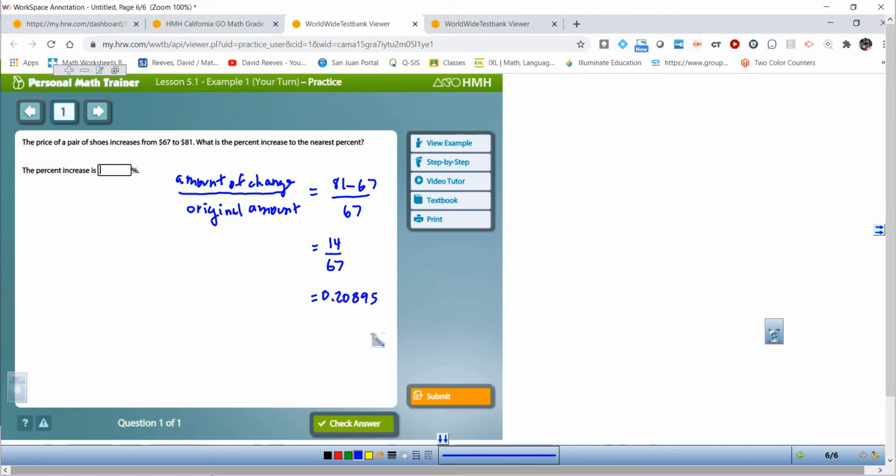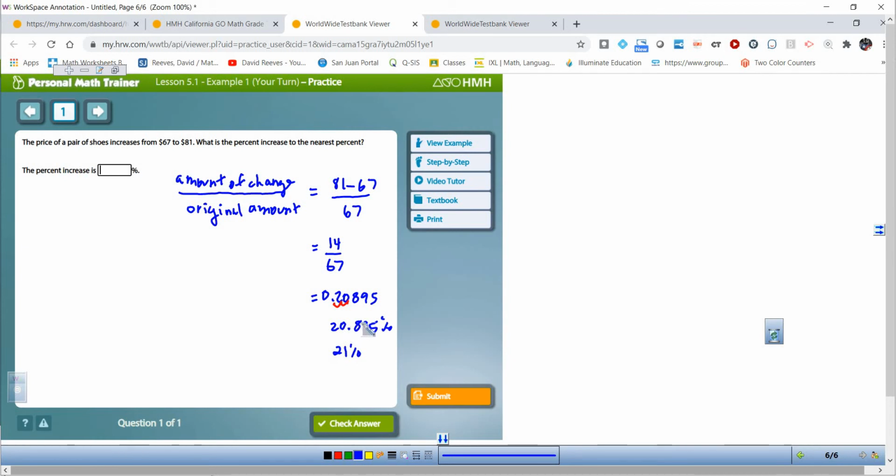0.20895. All right. And it says to the nearest percent. So the first thing I'm going to do is move that decimal 2 places to the right, and that's going to give me 20.895%. But they want it to the nearest percent, so I go right here, and that number is 5 or larger, so it's going to be 21%.